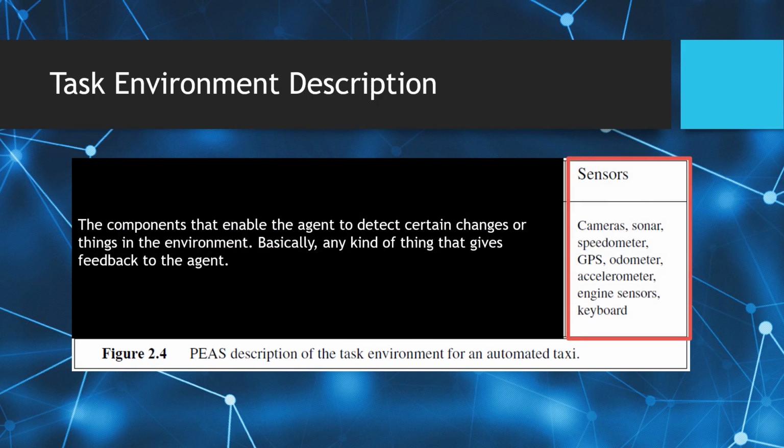Then we have the sensors. The sensors for the car will include one or more controllable video cameras so that it can see and read. It might augment these with infrared or sonar sensors to detect distances to other cars and obstacles. And to avoid speeding tickets, the car should have a speedometer. And to control the vehicle properly, especially on curves, it should have an accelerometer and electrical system sensors.